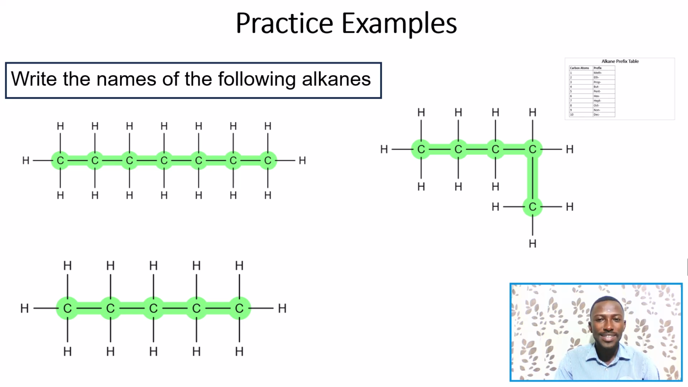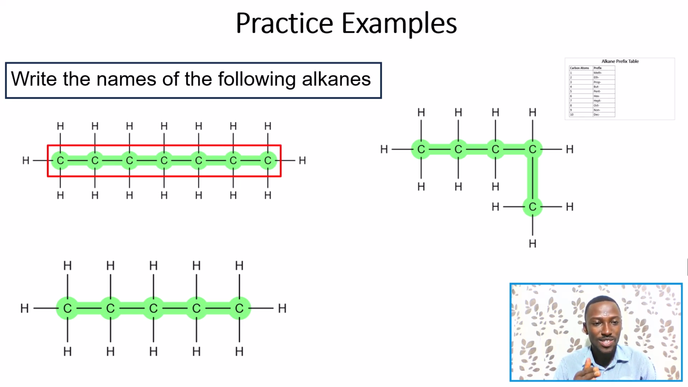So here is a practice example for you. You have to name the following alkanes. Write the names of the following alkanes. We have only 3 examples, so let's go through the steps again. Step 1 is to count the number of carbons. For the first example, how many carbons do we have? Let's count and see: 1, 2, 3, 4, 5, 6, 7. We have 7 carbons.